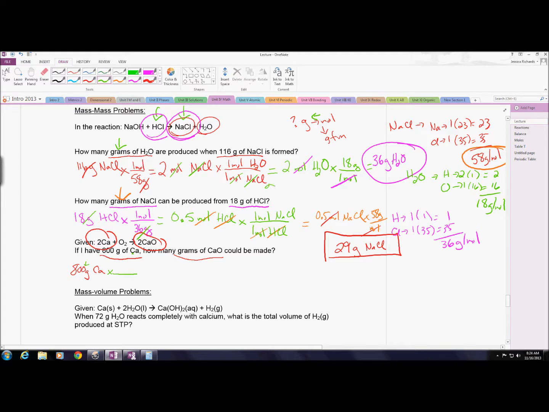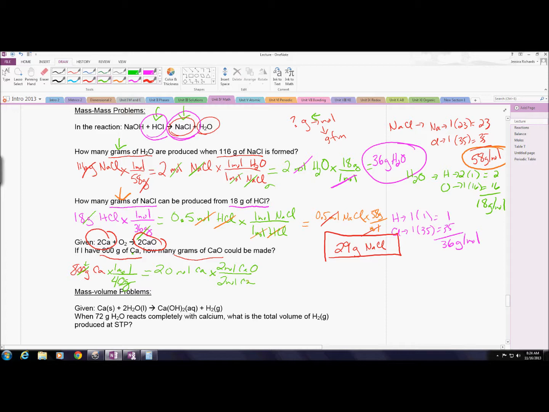There it is. So 40 grams go on the bottom and the 1 mole on the top, and grams cancel. And 800 divided by 40 gives me 20 moles of calcium. Now I'm going to use the factor from the equation. There are 2 moles of calcium for every 2 moles of calcium oxide.